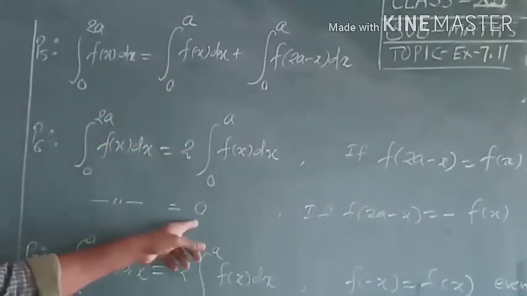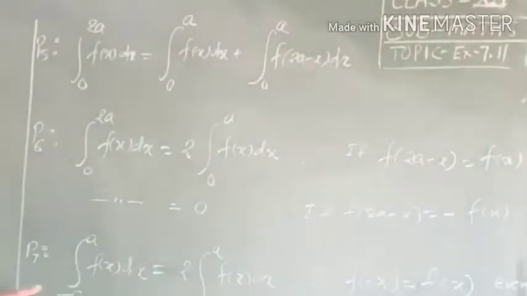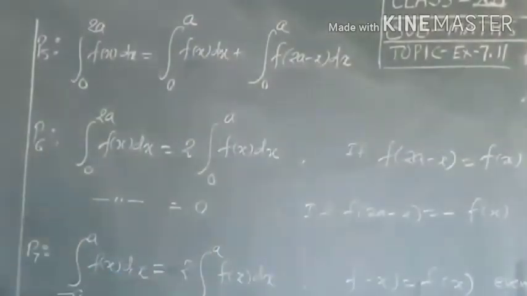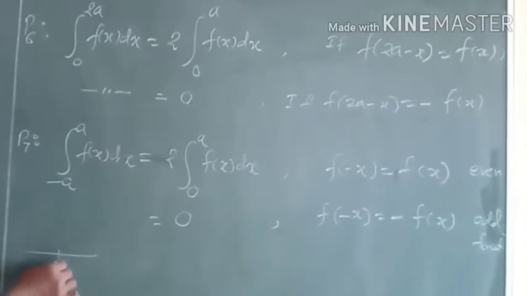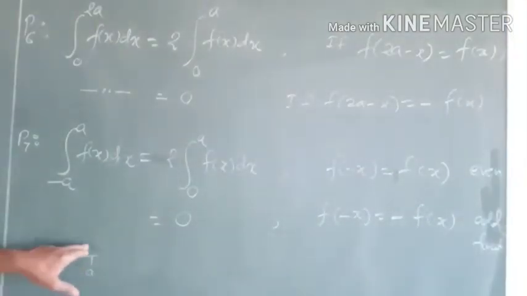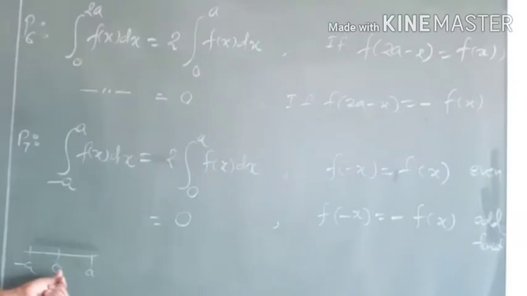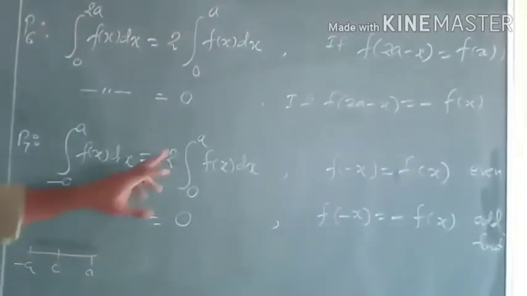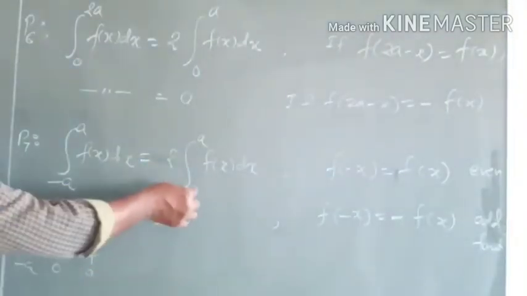Similarly, we have one more property, property number 7, which is integral from minus a to plus a. Once again we will write 2 times 0 to a, because this is 0, and this is minus a and this is plus a. So the total distance is 2a, a here and a here. So here we will write only 0 to a, so write 2 times integral 0 to a.